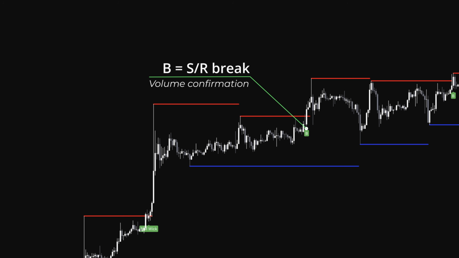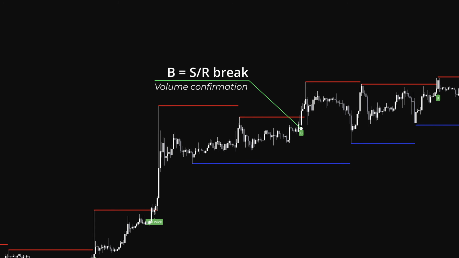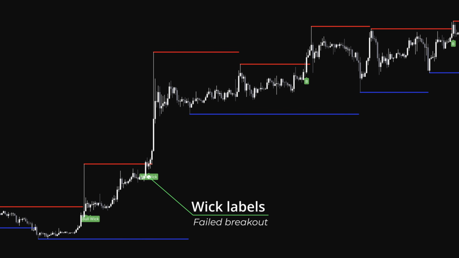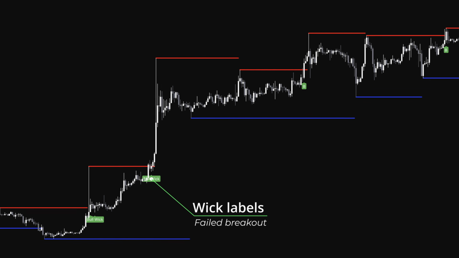Support and resistance breaks get marked with small B labels, when accompanied by volume spikes above the threshold. Bull wick and bear wick labels identify rejection wicks that close back above resistance or below support.